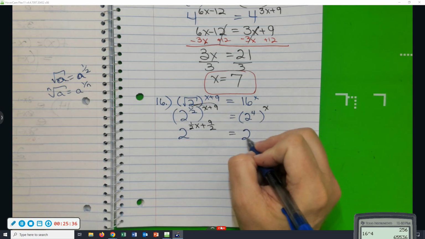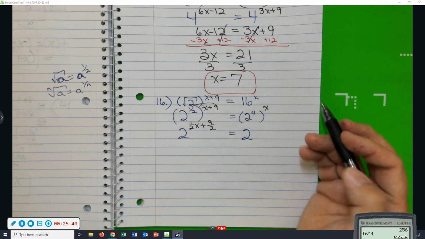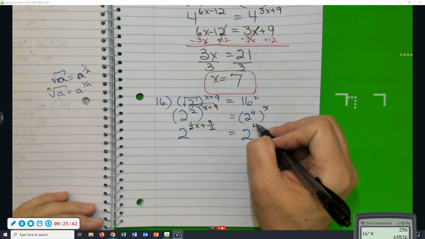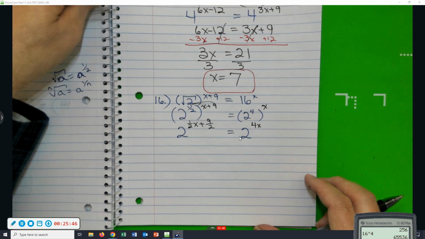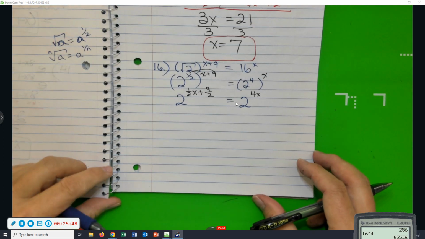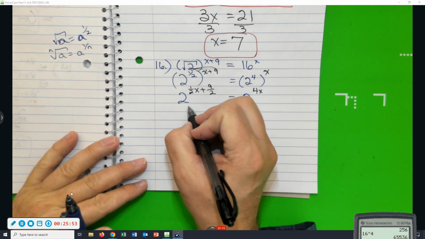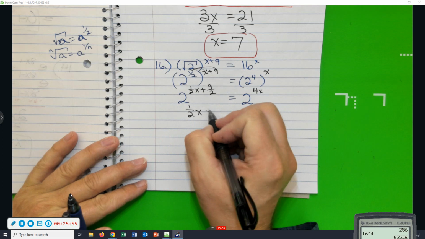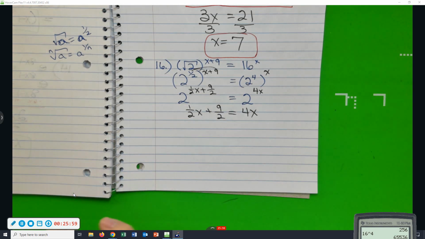Equals 4 times x, which is 4x. And then what can we do? Drop the 2, set the exponents equal. 1/2 x plus 9 over 2 is equal to 4x.